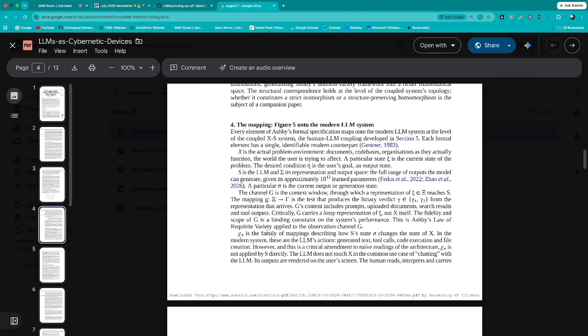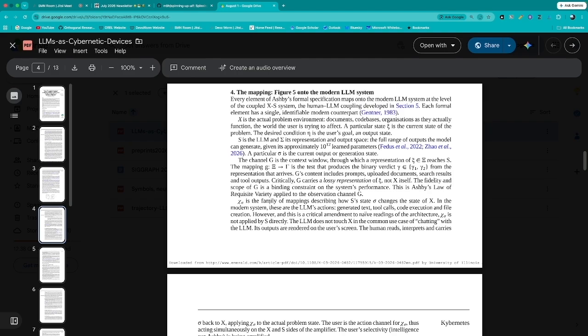And then this is the mapping here, where they specify there's this.